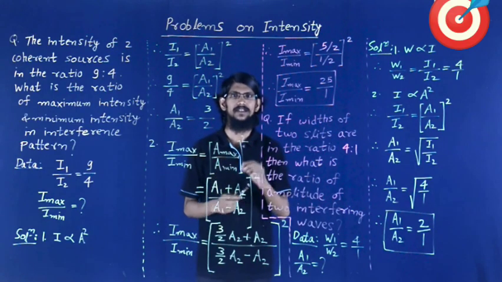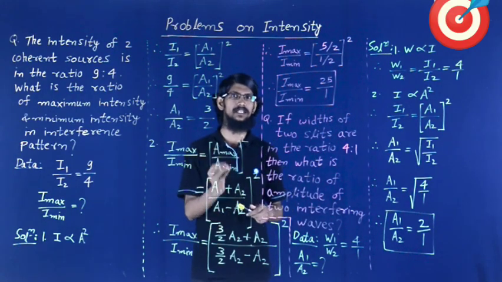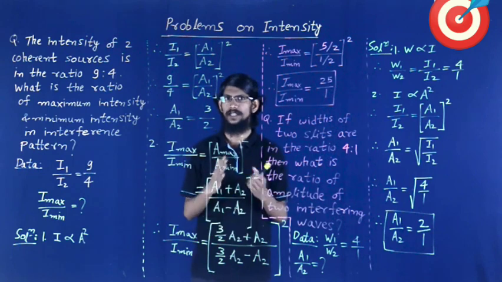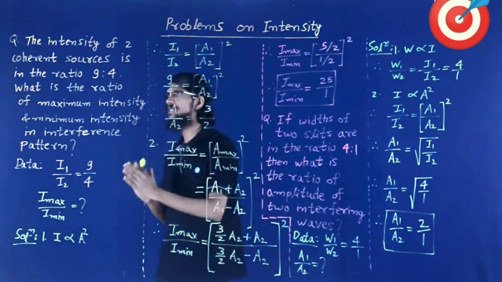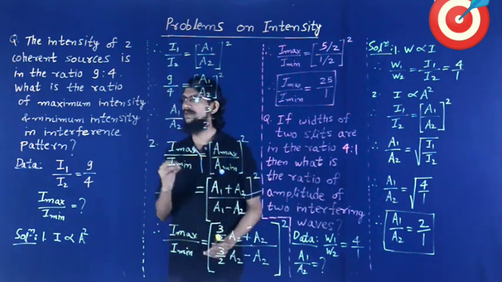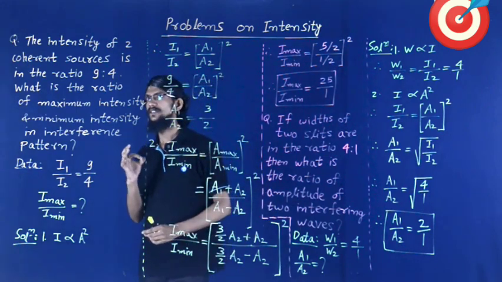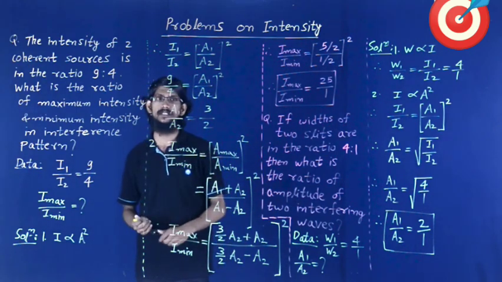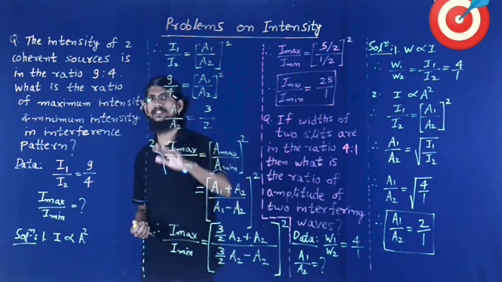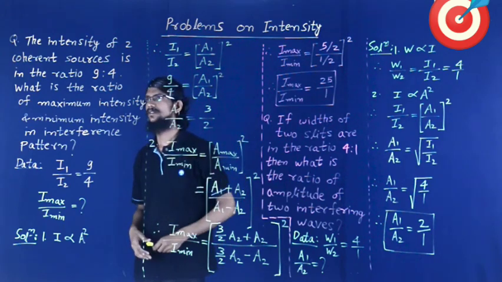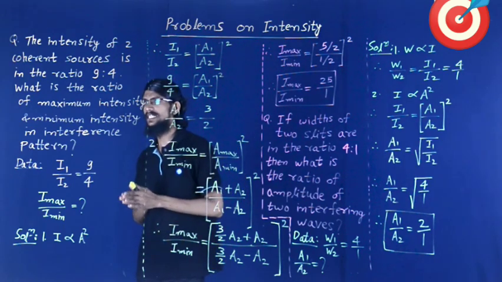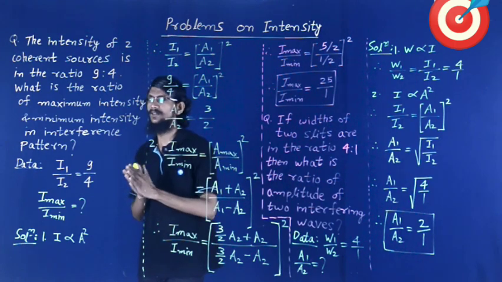Today we will discuss a few problems based on the intensity of the coherent sources. Let's see. The first problem says the intensity of two coherent sources is in the ratio 9:4. That means the intensity of the first to the intensity of the second is given as 9:4. What is the ratio of the maximum intensity and the minimum intensity in the interference pattern?